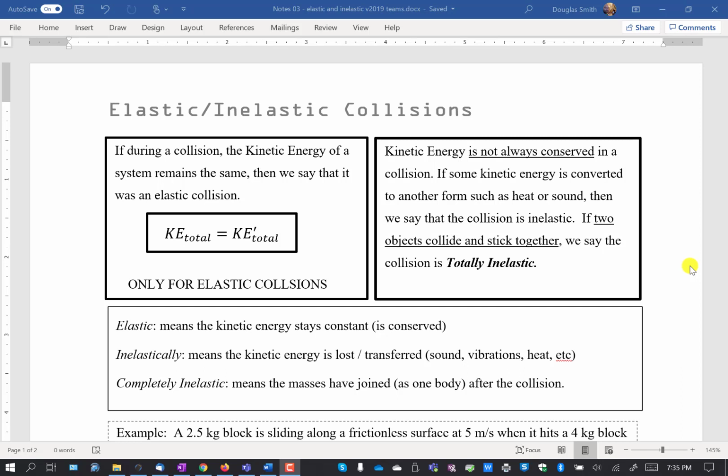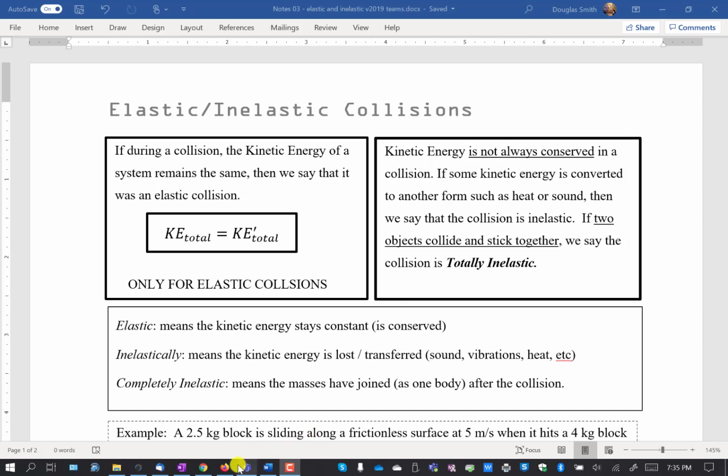Quite often, a bit of kinetic energy is lost to things like thermal energy and other things. And when that happens, we say that it's an inelastic collision. And if the two things collide and stick together, we call that totally inelastic. So those are three different ways to express the type of collision. Elastic, kinetic energy stays the same. Inelastic, kinetic energy changes. Completely inelastic, things stick together.